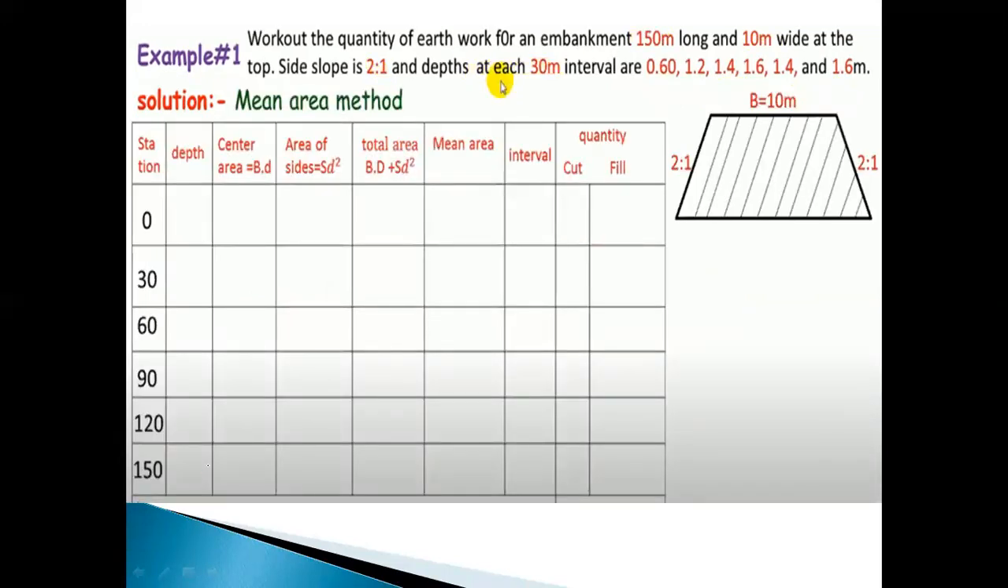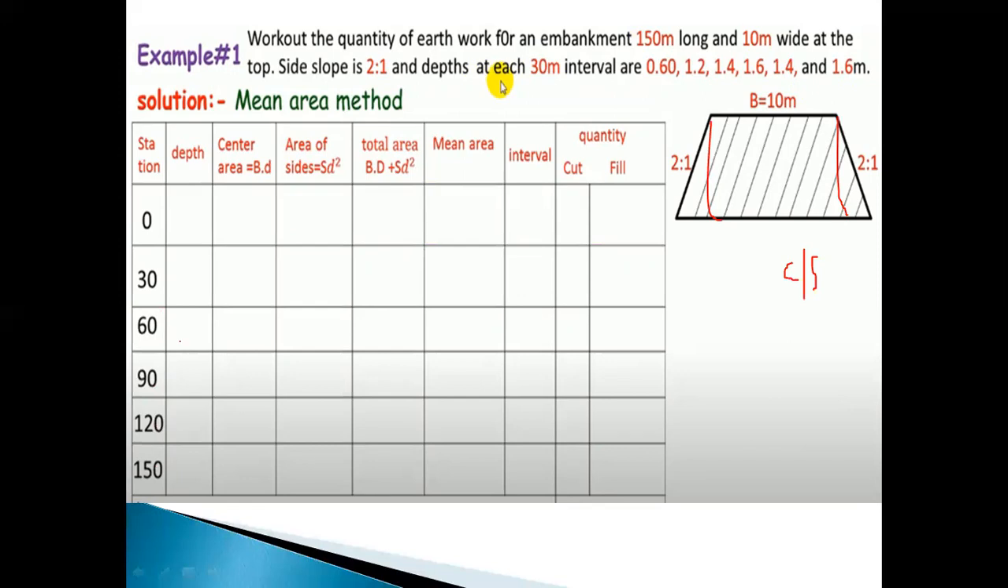So it is the mean area method table form. Here we only calculate the earthwork quantity, not a longitudinal section. Only in table form we calculate the quantity. Here base is 10 meters and side slope 2:1. It is the cross section. So stations are 0, 30, 60, 90, 120, 150. So 1, 2, 3, 4, 5, 6.